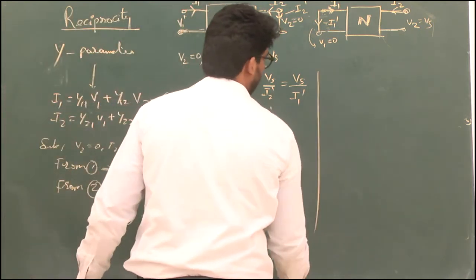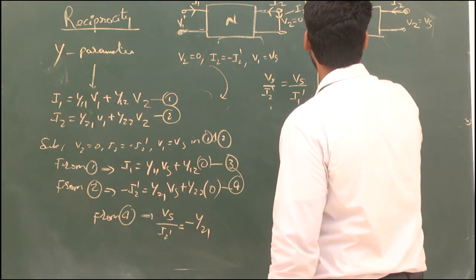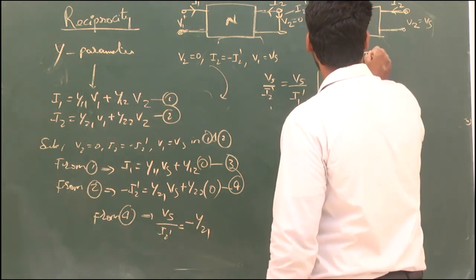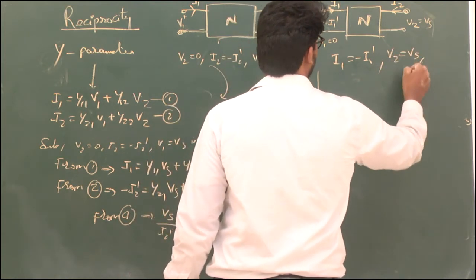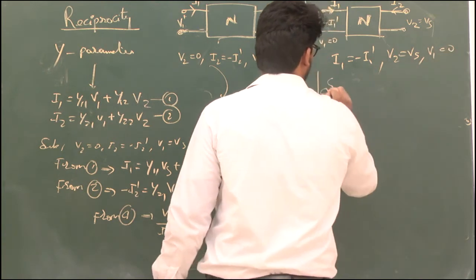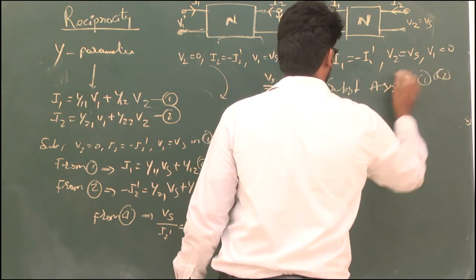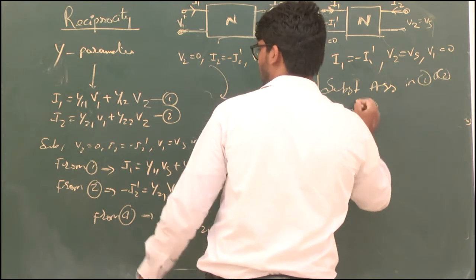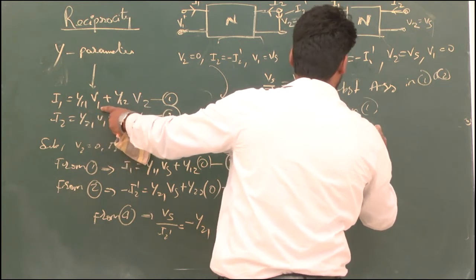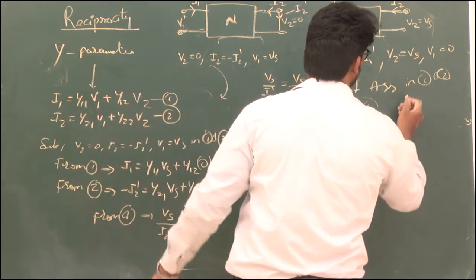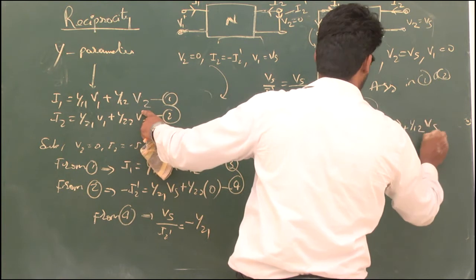And now we will go to this thing. Substitute our assumptions here. Our assumptions are I1 equal to minus I1 dash, V2 equal to Vs, and V1 equal to 0. Substitute the assumptions in 1 and 2. From 1 you have I1 replaced with minus I1 dash, equal to y11 V1, where V1 is replaced with 0, plus y12 V2, where V2 is replaced with Vs.